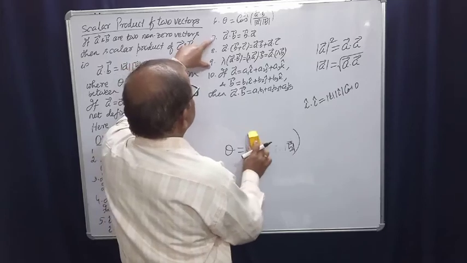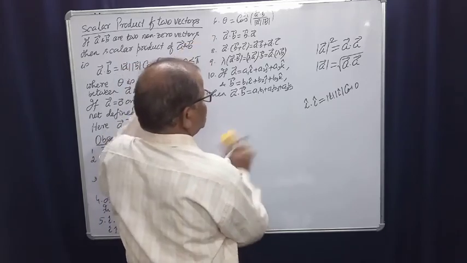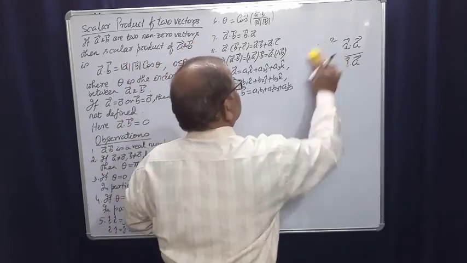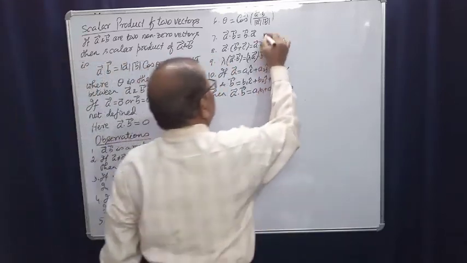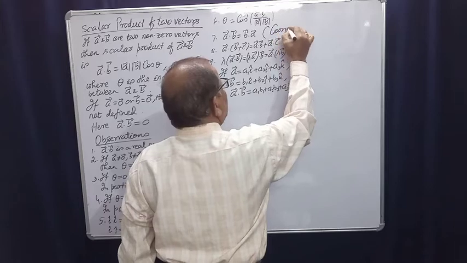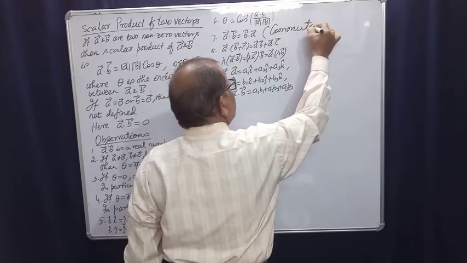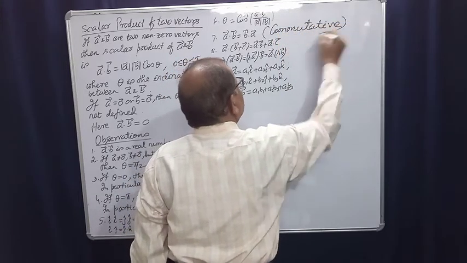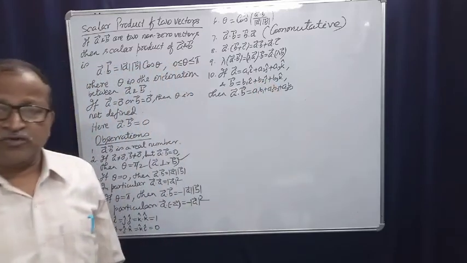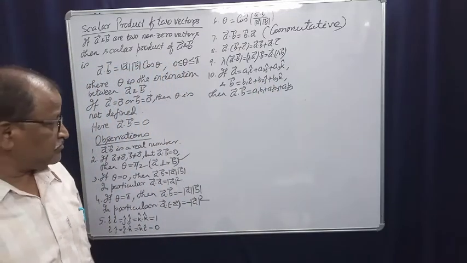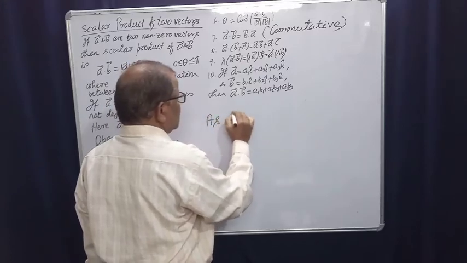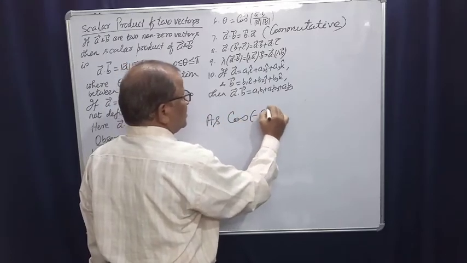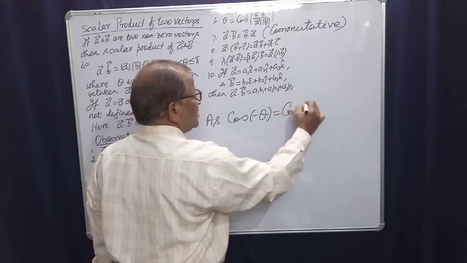Particularly these three. These are the properties. It is the commutative property. A dot B is equal to B dot A. Why? Because cos minus theta is equal to cos theta.